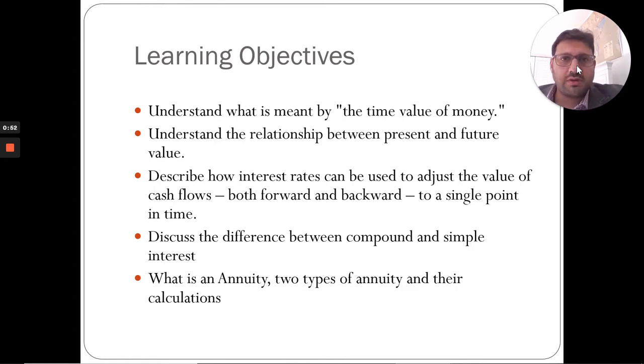When we talk about the interest rate, it has different words which we can use for it. For example, discount rate, rate of return, and many times they are actually used interchangeably in the same formula, and we'll look into it. We'll also discuss the difference between compound and simple interest. And I will conclude this knowledge module by talking about annuities.